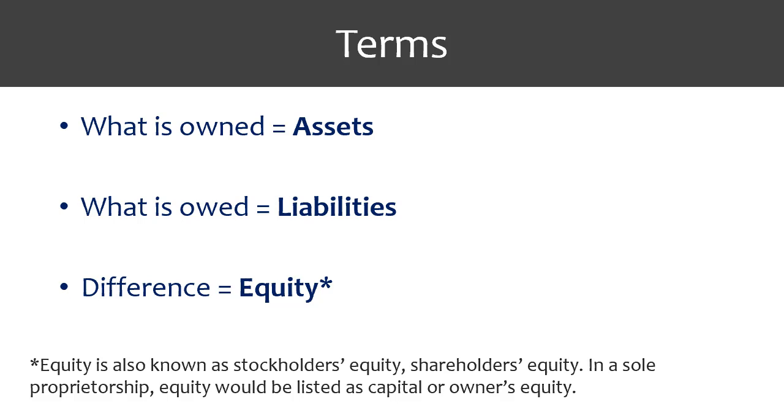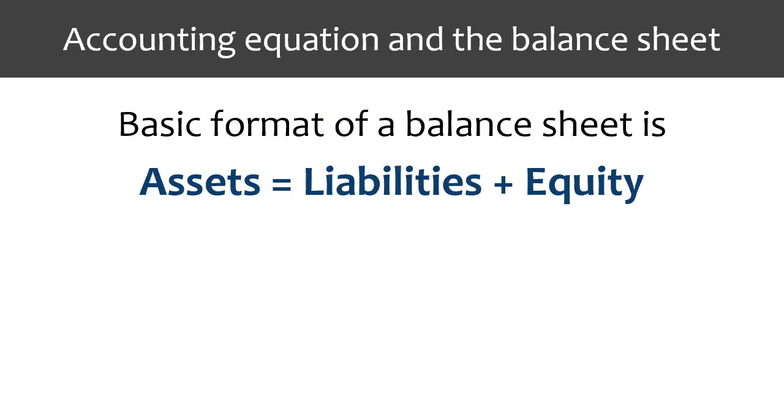Now, the difference between assets and liabilities is called equity for a corporation. Equity is also known as stockholders' equity or shareholders' equity. In a sole proprietorship, equity would be listed as capital or owner's equity. The balance sheet is a financial statement that reflects the accounting equation.